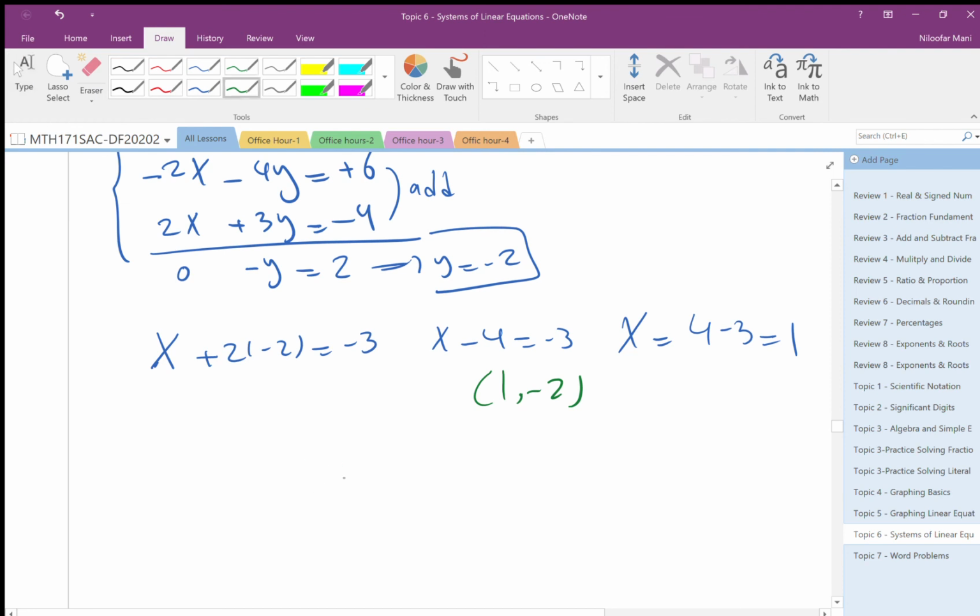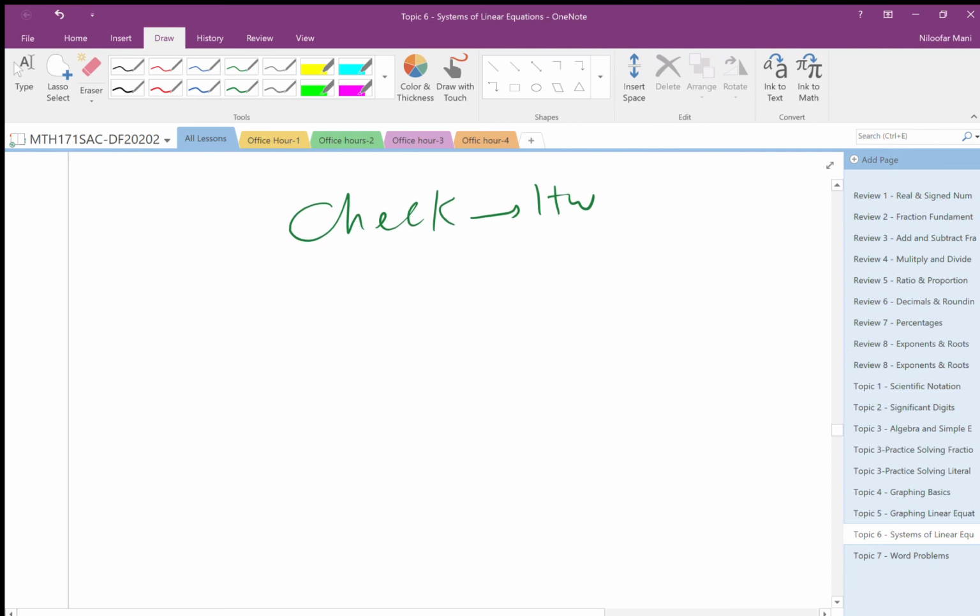Check your work. Okay, so checking is your homework. Checking means you substitute in both of them.